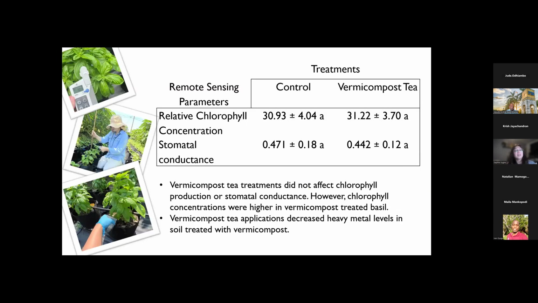So in this slide, I also have a table with the data gathered from remote sensing tools, such as the SPAD and the porometer, which I just mentioned. We observed that vermicompost tea treatments did not actually affect chlorophyll concentrations and stomatal conductance at all. However, we did observe an increase in chlorophyll production in vermicompost tea treated plants, but again, the same could be said for the control plants, which had slightly higher stomatal conductance.